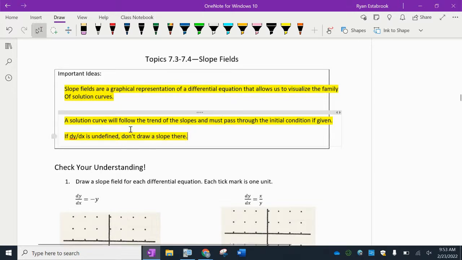What's going to happen sometimes is you will have a differential equation and you plug in an x value or y value and the slope is undefined, then don't draw anything there. It might mean there's a vertical asymptote there, but it's not actually part of the graph, so we're not going to draw anything anytime that the slope is undefined.